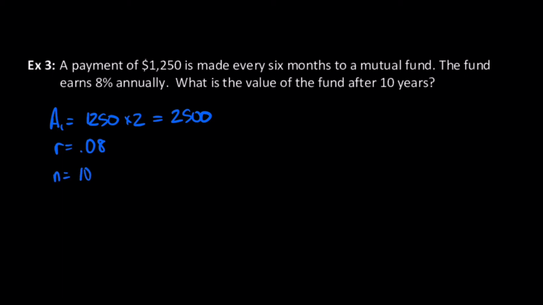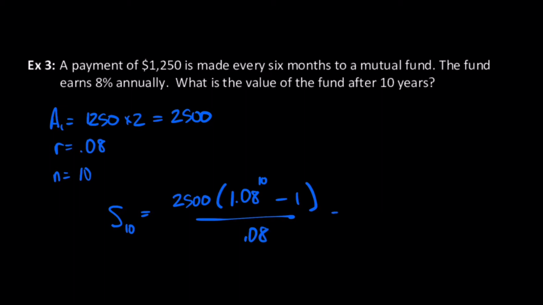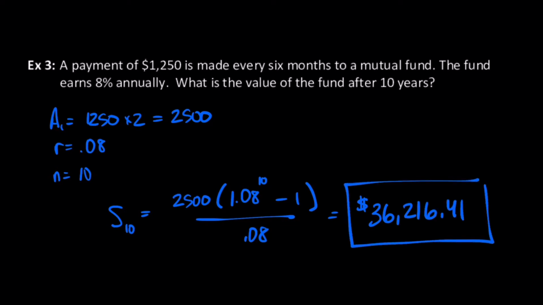So again, I'm just plugging into that formula. S sub 10 equals 2,500 times 1.08 to the 10th minus 1 all over 0.08. And that gives you 36,216.41 if my calculation is correct. So that's how an annuity works. That's how you calculate the amount of money left in your account when you contribute every single year.